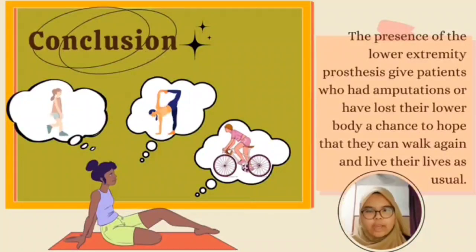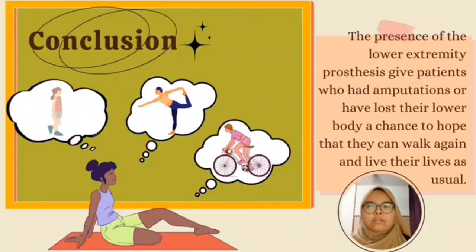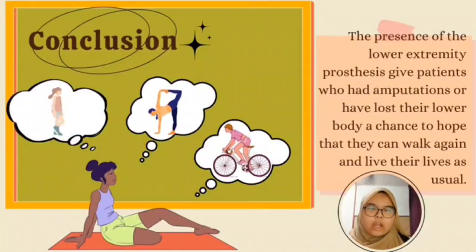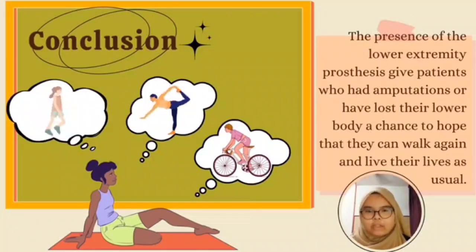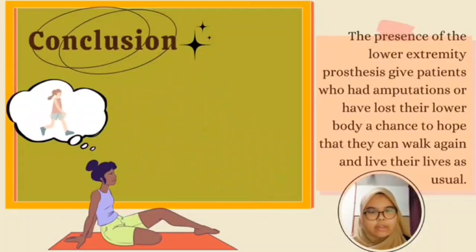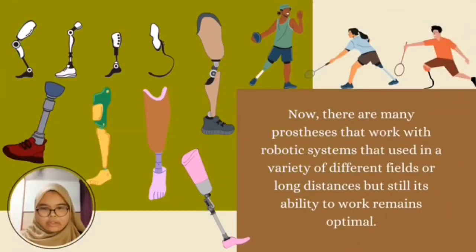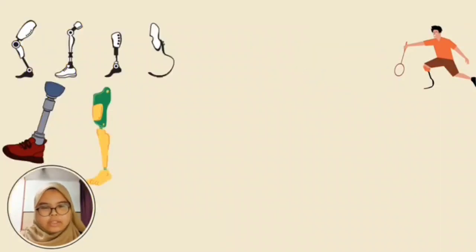In summary, lower extremity prosthesis is very important for those amputees who have lost their leg or had a lower limb amputation due to accidents, diseases, or disabilities since birth. The presence of lower extremity prosthesis gives them a chance to hope that they can walk again or live their life as usual. Seeing as the world of technology is becoming more sophisticated day by day, there are now many prostheses that work with robotic systems used in a variety of different fields and over long distances, but their ability to work still remains to be optimized to meet the convenience of the users.